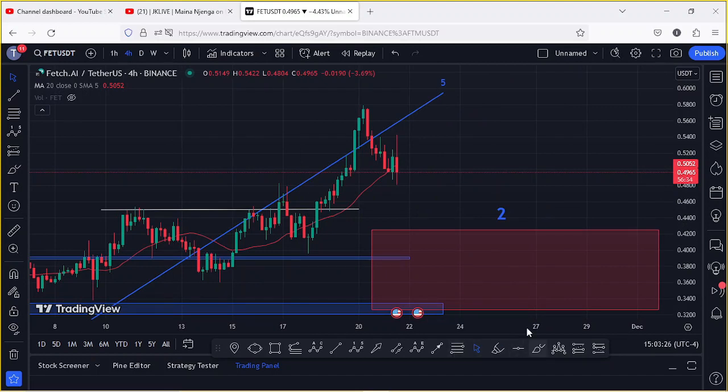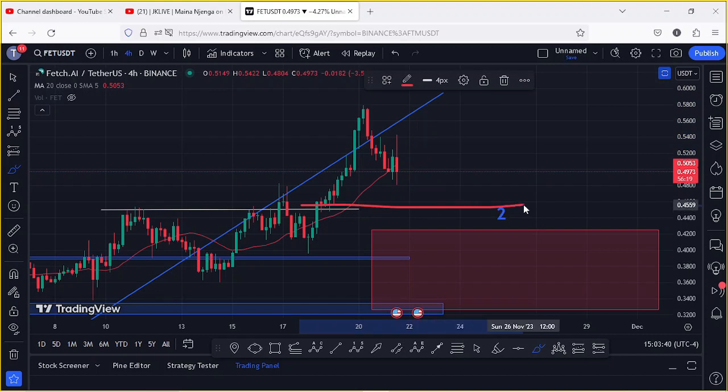Fetch AI is holding below the 20-day MA here on the 4-hour chart, which is now acting as resistance for us to continue gearing up. We are also holding above a significant area of support at around the $0.45 mark, and as long as that continues to hold, there are chances that we can get another bounce back to the upper side and possibly get above the $0.56 mark once more.